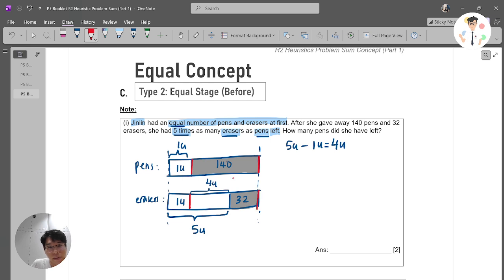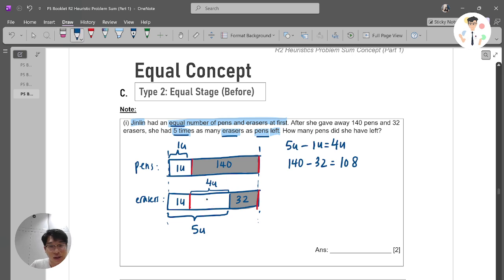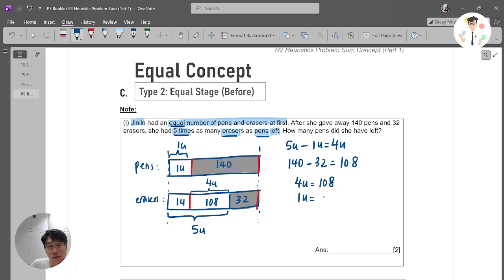Then 140 minus 32, then I can get here already. Yes, you're right. So 140 minus 32, I get what? 108. And I know that this is 108. And what is 108? 4 units is 108. So 1 unit is equal to what? 1 unit is equal to 108 divided by 4, which is 27.